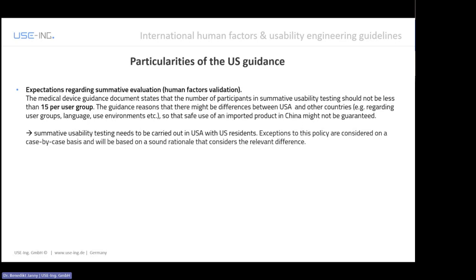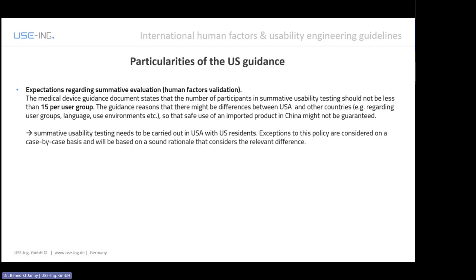The guidance also reasons here, like the Chinese do, that there could be differences regarding user groups, languages, education also of healthcare professionals, and use environments, so that safe use of an imported product in the US might not be guaranteed. And of course, sorry for the typo here. This has to say US. So please don't think that it has something to do with China. So same rationale here going for the FDA.